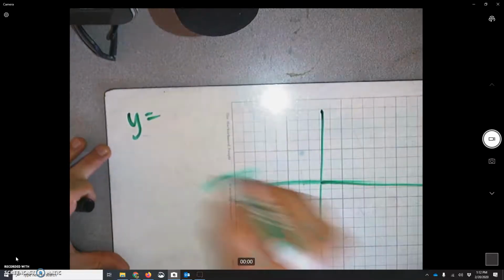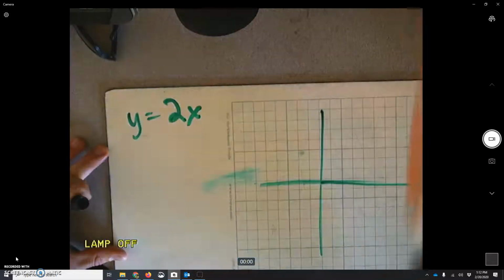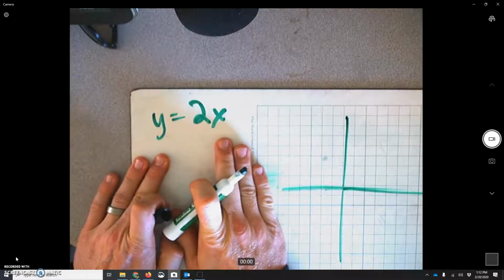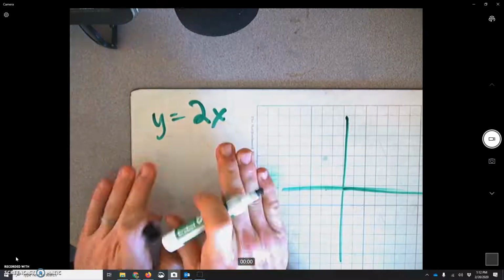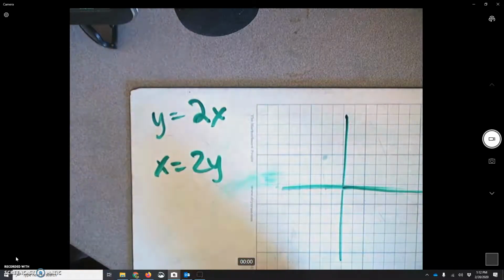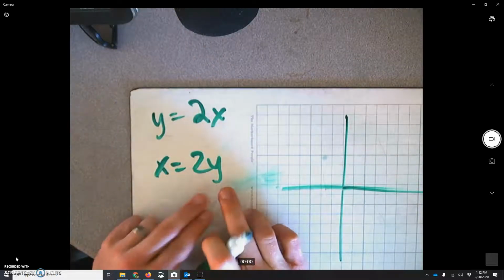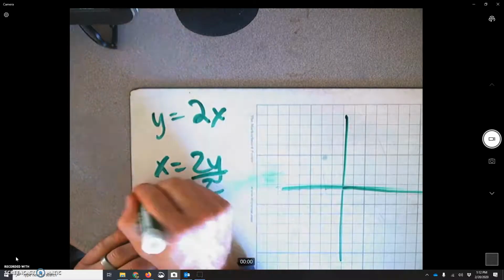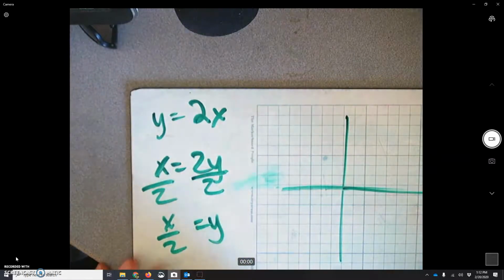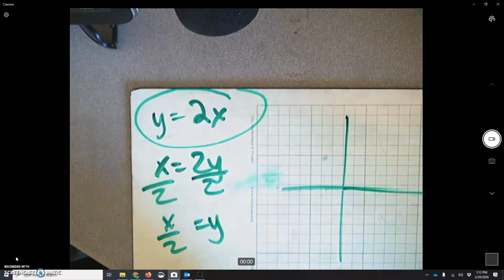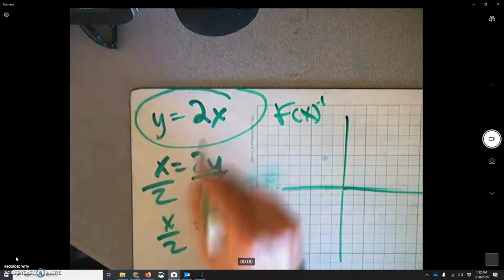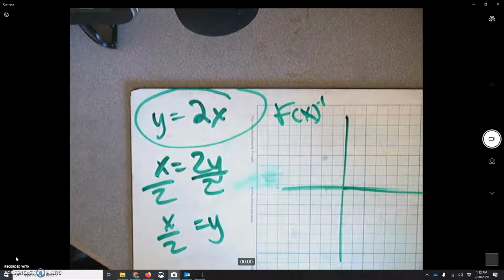Let's say we have a function that's y equals 2x. The inverse function of this, all you do is you switch the variables. So x equals 2y. Now we solve and make y by itself. We get y by itself by dividing both sides by 2. Now y is equal to x over 2. So the inverse function, you can also see it written as f of x negative 1. The inverse function of 2x is equal to x over 2.